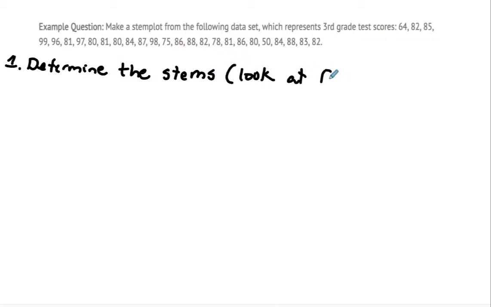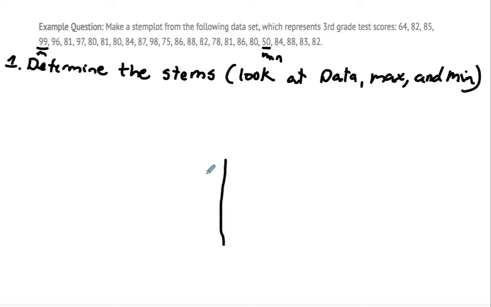By looking at the range of our data, our max and our min, we will figure out which stems to use. So looking at this data, my minimum value is 50, and my maximum value is 99. So it looks like my data has 50s, 60s, 70s, 80s, and 90s in here. So I'm going to use 5, 6, 7, 8, and 9 as my stems for my data.